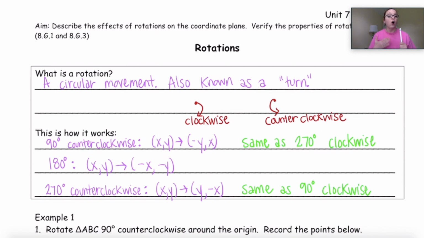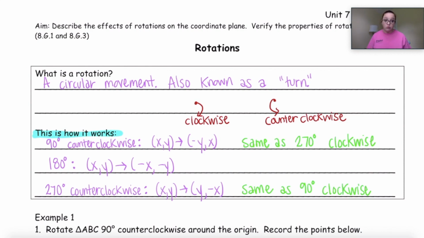Clockwise turns can have an equivalent counterclockwise turn. I've written there in green, if you're turning 90 degrees counterclockwise, that results in the same thing as going 270 clockwise. 270 degrees counterclockwise is equivalent to going 90 degrees clockwise. That's probably a little confusing. This information that I've got right in here is going to be super important, and you're going to definitely want to reference that as we go along.